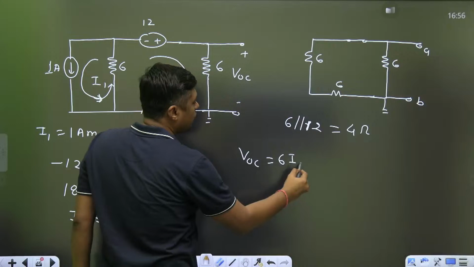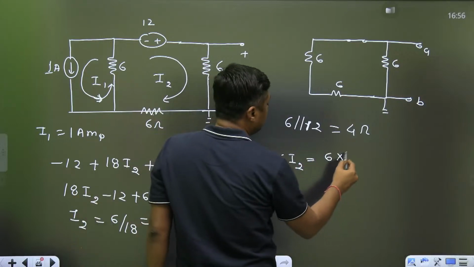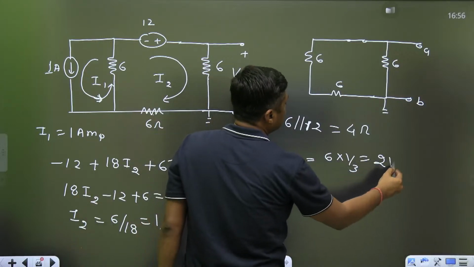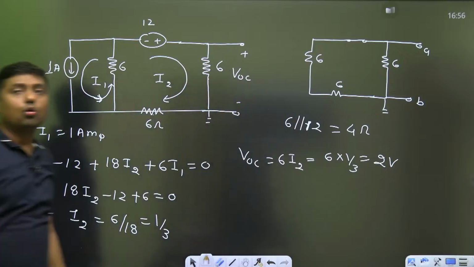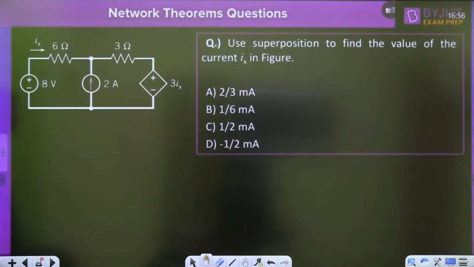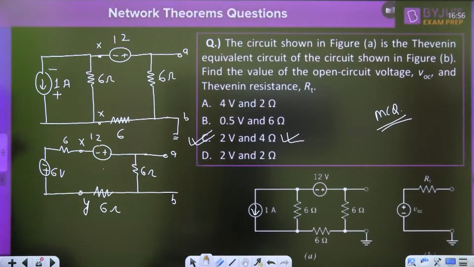6 times of I2, that becomes 6 into 1 by 3, and you will get the 2 volt here. That is the 2 volt. We are getting the same answer. So there is no need to always use source transformation. Sometimes it will become lengthy.